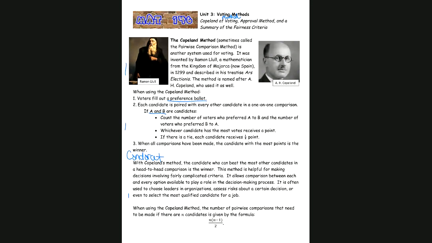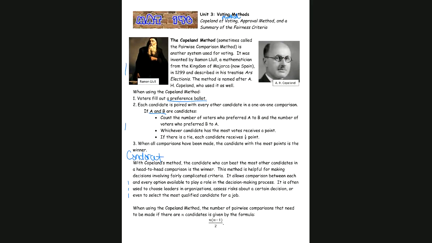So I do that every single time. So when using the Copeland method, it might be a good idea to see how many comparisons you have to make. Because if you're voting on something like 8 candidates, you'll have to compare each candidate to every other candidate. So that's a lot of comparisons. Given the number of candidates, you may choose to use the Copeland method or not based on how many comparisons you need to make.